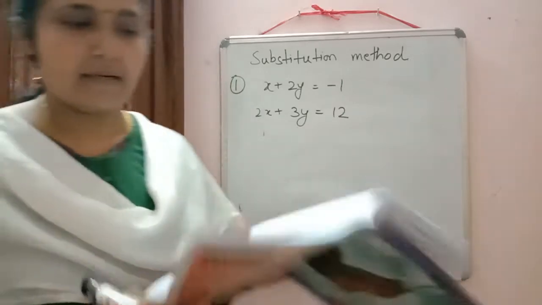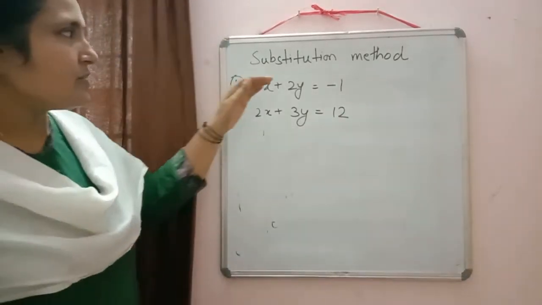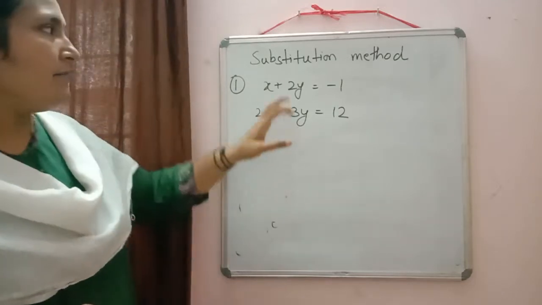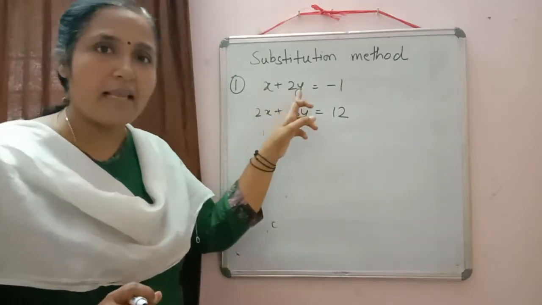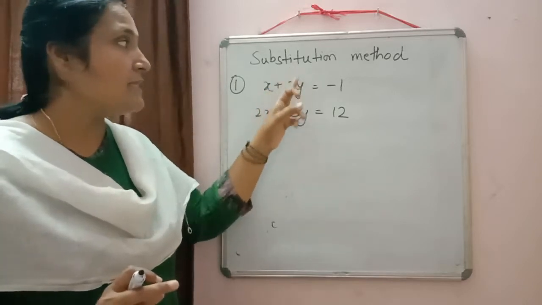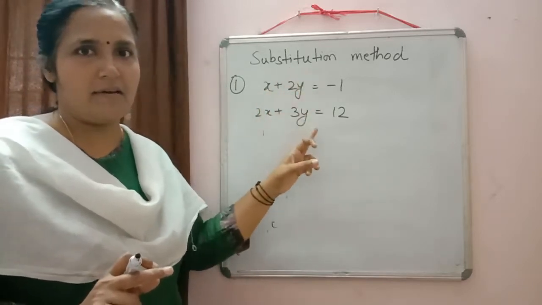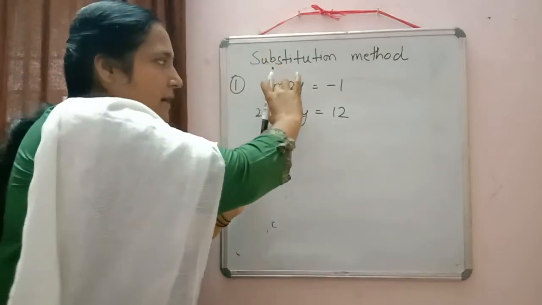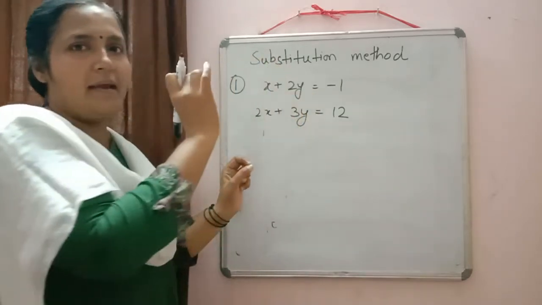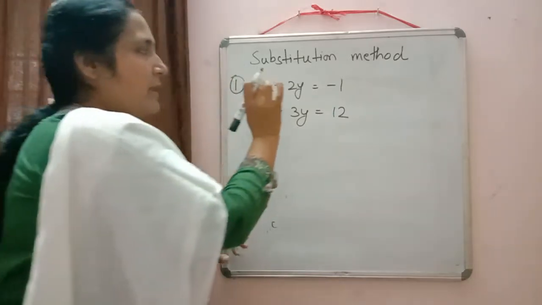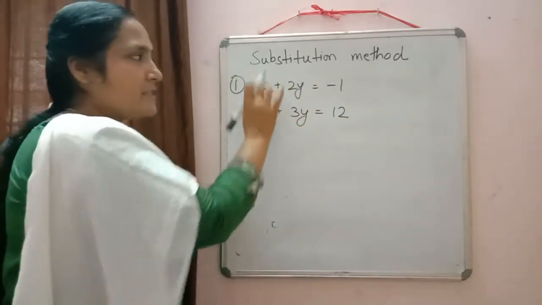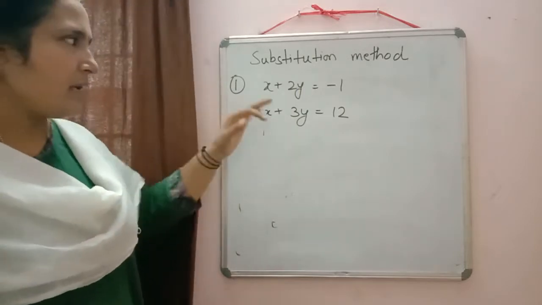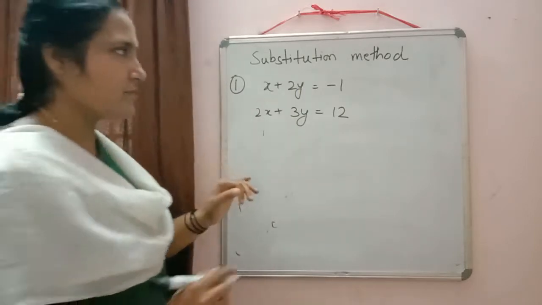As the method suggests, solve the equations. Solving means we have to find the particular value of x and y which will satisfy both the equations, not one equation. We are finding the solution of the pair of linear equation in two variables. That particular value of x and y which will satisfy both the equations, that we are going to find out. Now I will explain how to do this question.